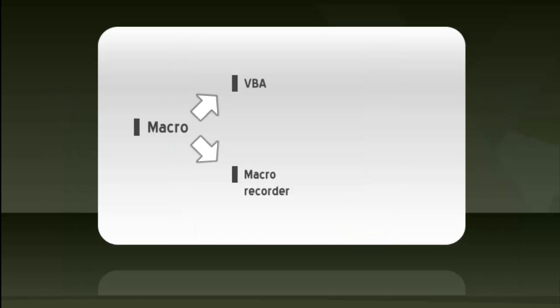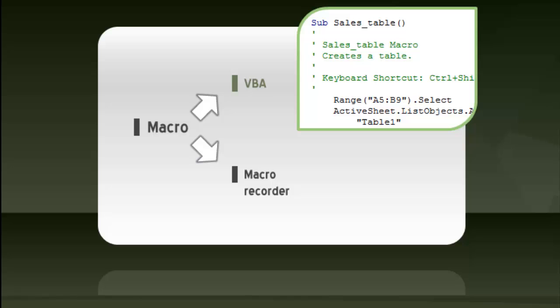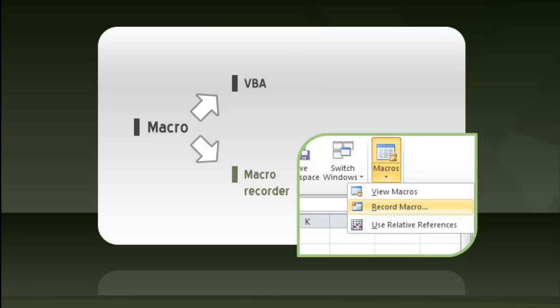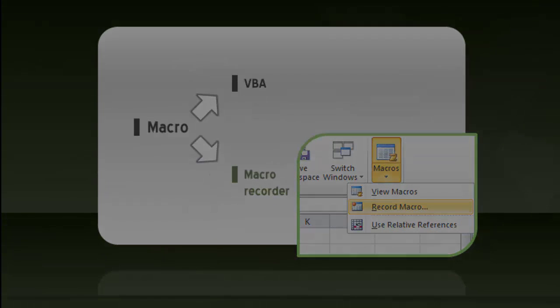You can create a macro in Excel 2010 in one of two ways. If you're familiar with the VBA language, write the VBA code for the macro yourself, or use a built-in macro recorder to record a sequence of steps you perform, in which case Excel 2010 automatically generates the VBA code for each of the steps and adds it to a macro.